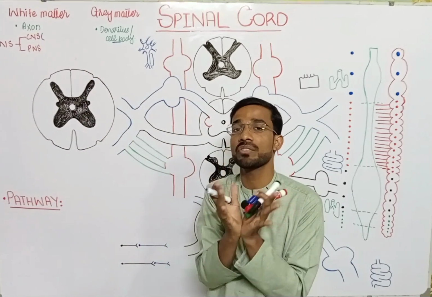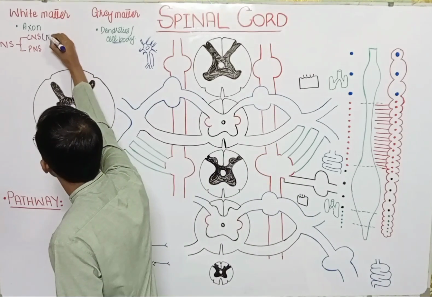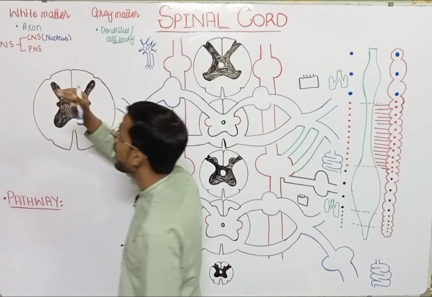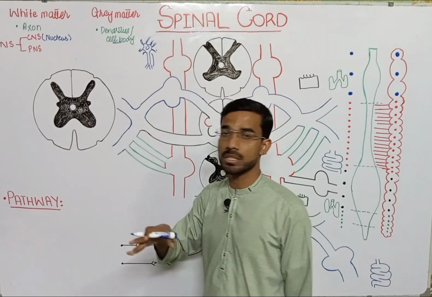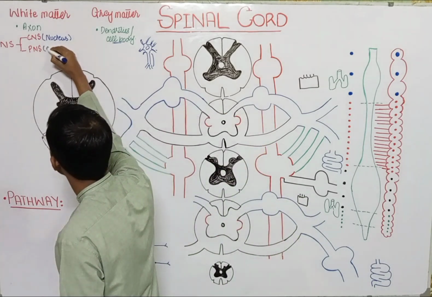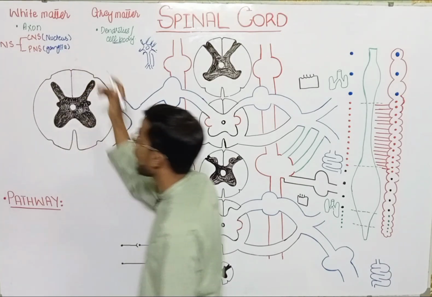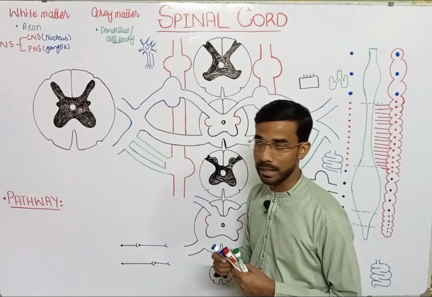Here is the difference for the collection of cell bodies. If you see a collection of cell bodies in the central nervous system, then it is called the nucleus. When you see a collection of cell bodies in the peripheral nervous system, then you call it ganglia. Now the basic difference between the nucleus and the ganglia is clear.